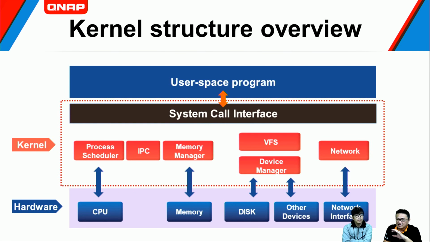In this graph, you will see the structure of the kernel. As I mentioned before, at the top layer is the application level, which in technical terms we call user space programs. Then in the kernel itself, there's one unique layer called the system call interface, which lets the application communicate with the kernel. Then the kernel has some major subsystems, such as the process scheduler, which can talk with the CPU, and the IPC, inter-process communication.